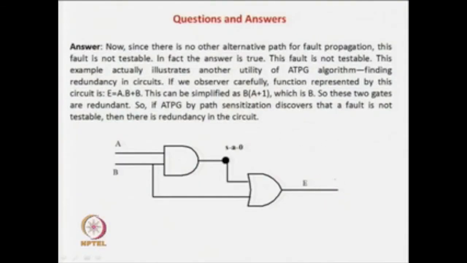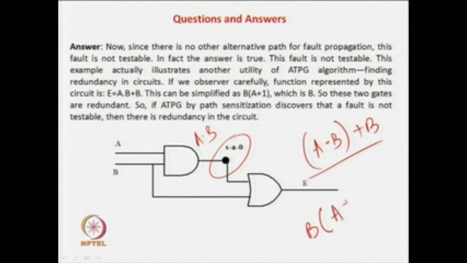Now, let us quickly analyze why this fault is not detectable. Faults are not detectable only if there is some redundancy in the circuit. Like in this case, what is the function? This function is A dot B at this point, and this one is also A dot B, and this is OR with B. So, this is nothing but B into (A plus 1). A plus 1 is 1, so this net is nothing but a straight line, B.